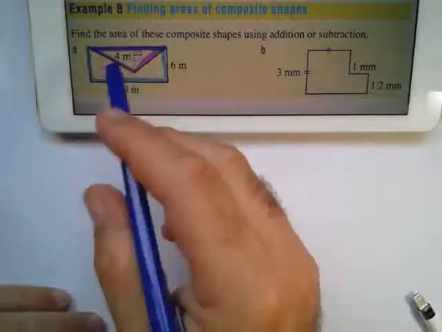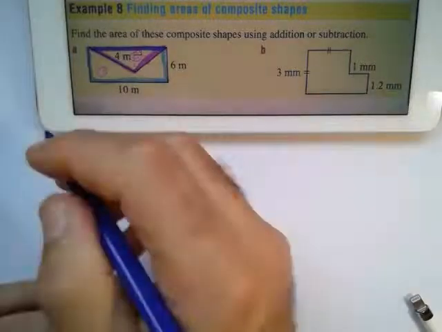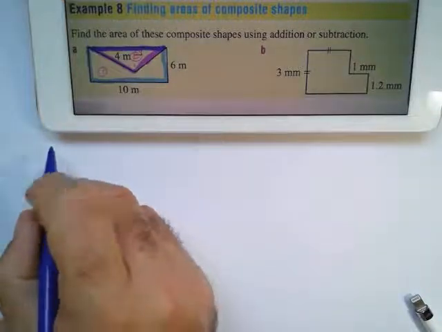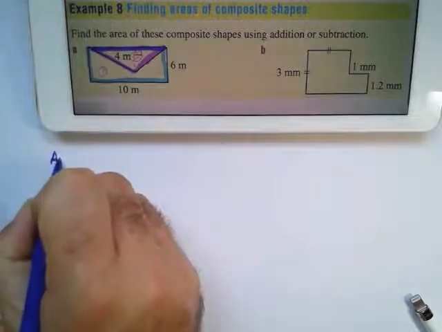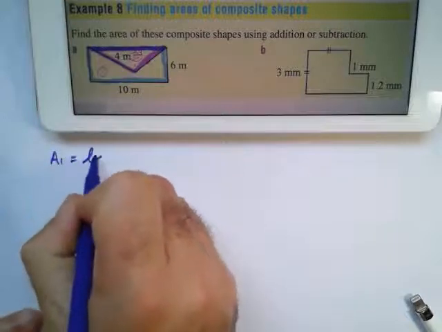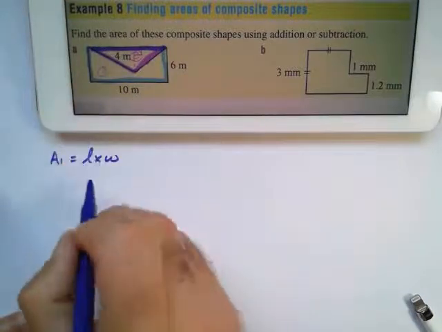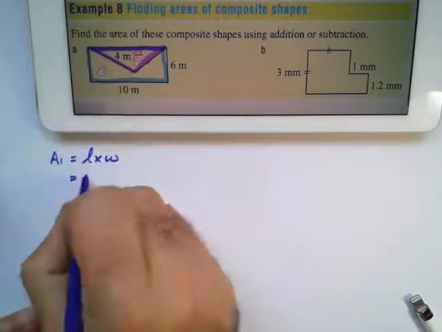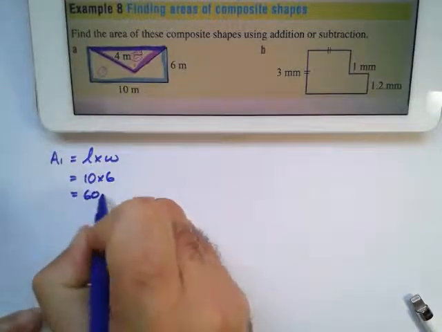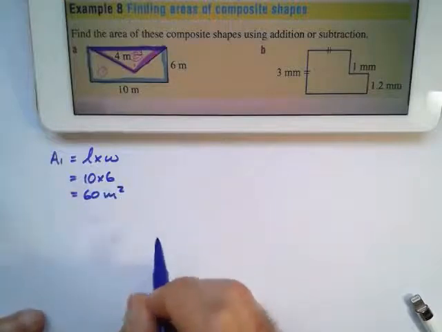Now, in an exam, you can mark the numbers so that I know exactly what you're talking about. So I'm going to say area 1 equals length times width because it's a rectangle. The length is 10 meters and the width is 6 meters. So that will give us 60 meters squared.